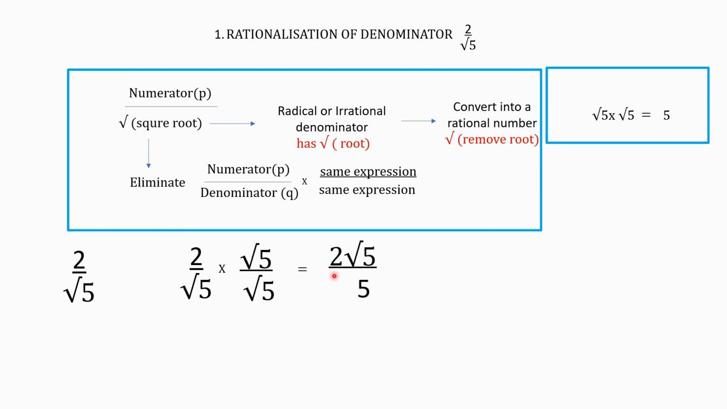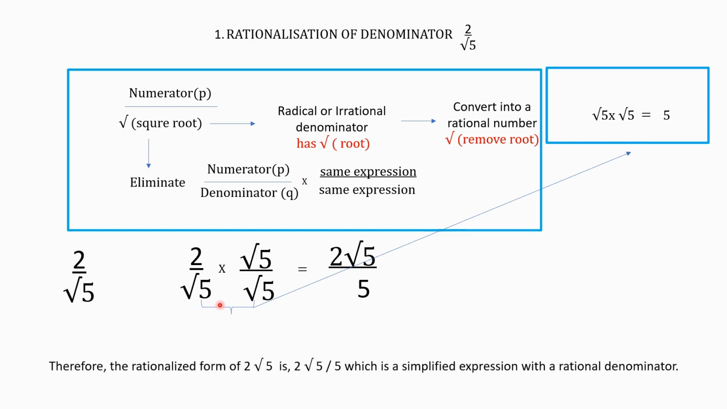Please note root 5 into root 5 cancel each other and we have 5 left. Therefore, the rationalized form of 2 by root 5 is 2 root 5 by 5, which is a simplified expression with a rational denominator.